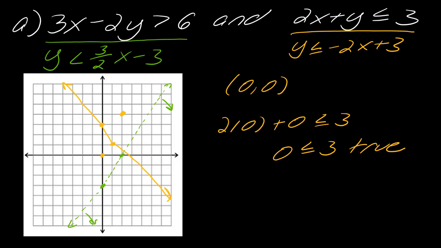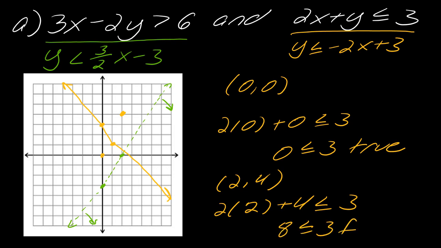So now let me just choose a second point. How about this point here? So let's see, that's 2, 3, 4. This is the point 2, 4. So I'll just plug that in. 2 times 2 plus 4, is that less than or equal to 3? Well, that'll be 8 is less than or equal to 3, so that is false. Okay, so now just by looking at this, I can see that this, so I just drew arrows in the direction of where I would shade.